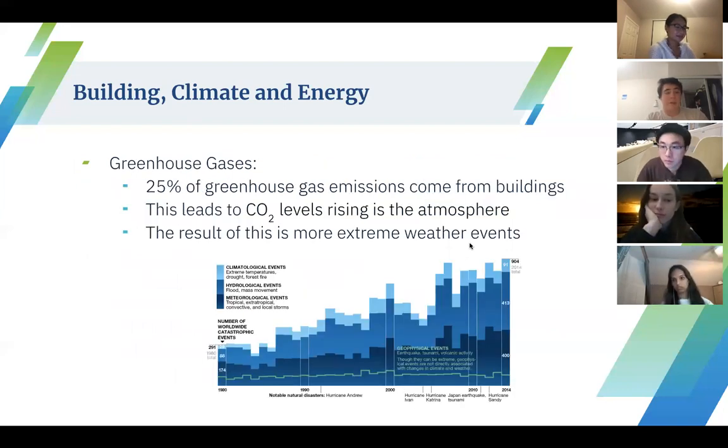This is specifically relevant to building science because 25% of greenhouse gas emissions come from buildings. This leads to CO2 levels rising in the atmosphere, which in turn leads to more extreme weather events in the future. This is important because we need to ensure that we design buildings accordingly, and retrofit existing buildings, so that they can cope with these more extreme weather events and we can remain productive inside of the buildings.